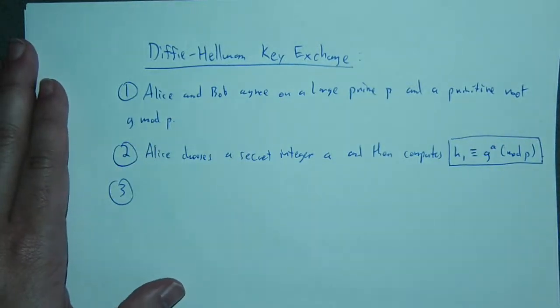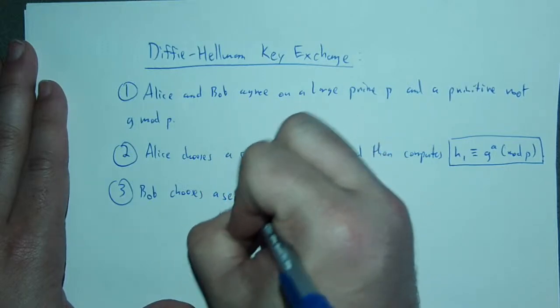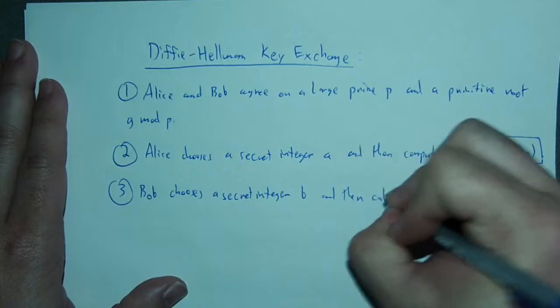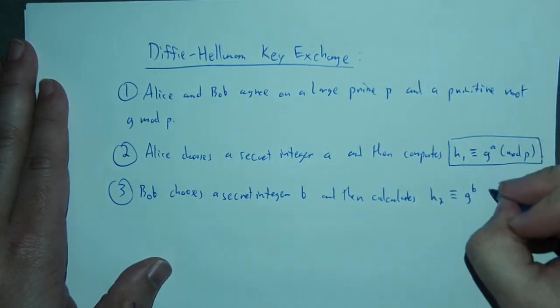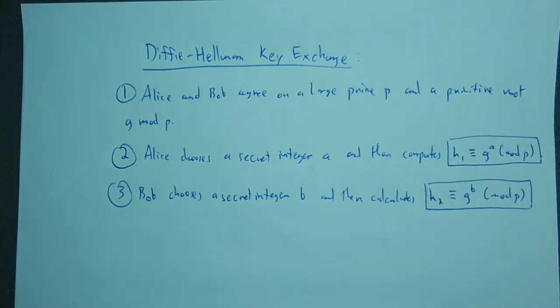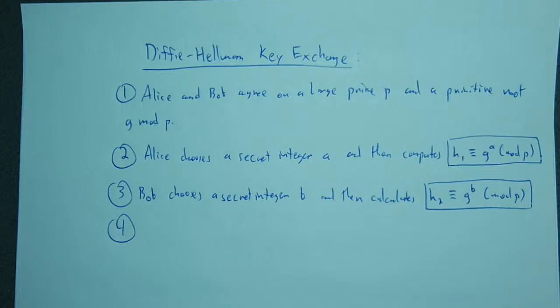All right. Bob does something similar. So Bob chooses a secret integer b and then calculates h sub 2, by which he means he raises g to the b, computes that mod p. So the exchange of info hasn't happened yet, right? They've maybe agreed on this large prime p and primitive root g mod p beforehand, or maybe they do this in open channels, right? And again, I'll talk about the implications of whether this needs to be secret or not.